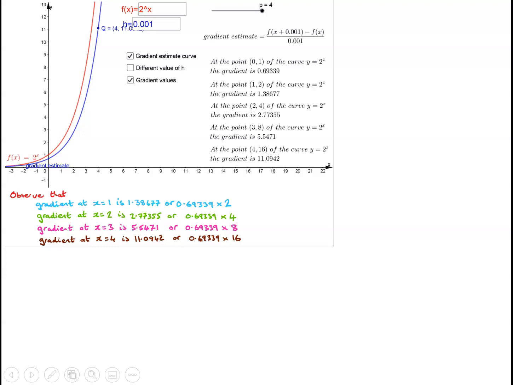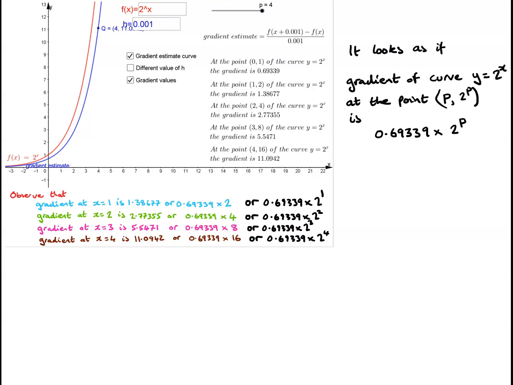Looking at these results a little bit more carefully, 2, 4, 8, 16 are of course just the powers of 2. So we can put in that the gradient at x equals 1 is 0.69339 times 2 to the 1. The gradient at x equals 2 is 0.69339 times 2 squared. The gradient when x equals 3 is 0.69339 times 2 cubed. And the gradient when x equals 4 is 0.69339 times 2 to the power 4.